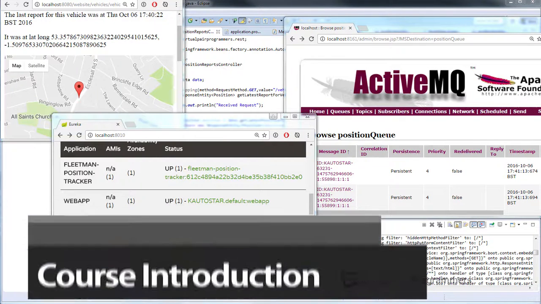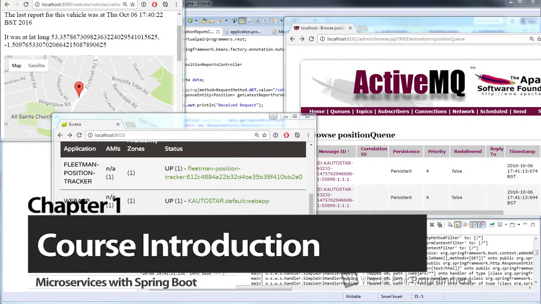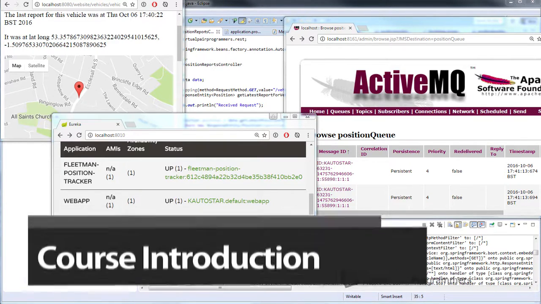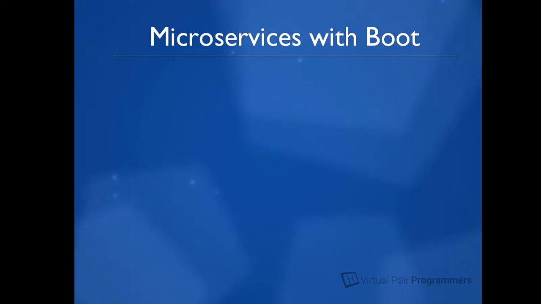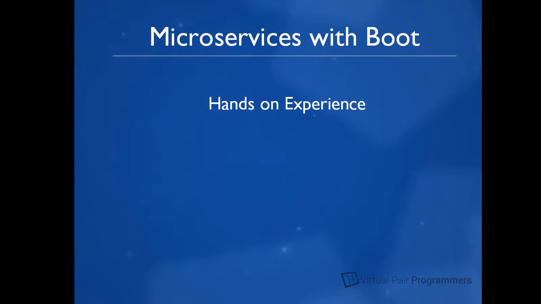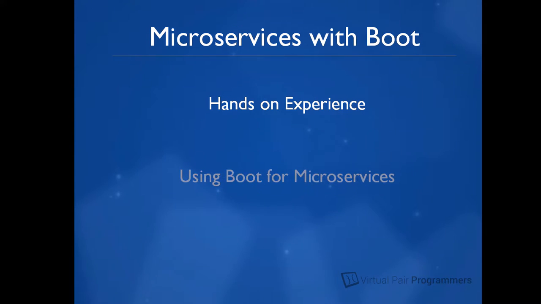Hello and welcome to this course where we're going to be concentrating on microservices with Spring Boot. This course has three objectives. If you're new to microservices, then I'll be giving you a feel of what microservices are all about. And as with all of our courses, you'll be getting plenty of hands-on experience. We'll also be using Spring Boot in anger.